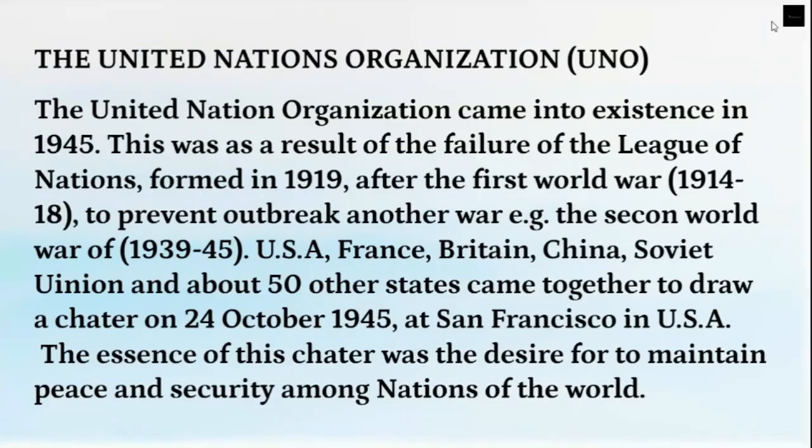Now, the members: we have the USA, France, Britain, China, Soviet Union, and about 50 other states came together to draw a charter on 24th October 1945 at San Francisco, USA. Now, the essence of this charter was the desire for maintaining peace and security among nations of the world. Remember, their aim is to prevent the outbreak of war. So all these countries agreed to come together to work towards it.